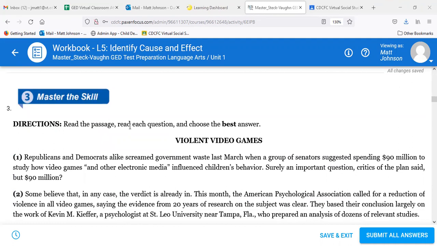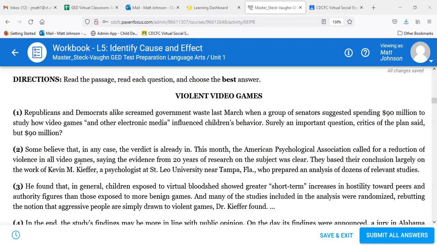All right, so Republicans and Democrats alike screamed government waste last March when a group of senators suggested spending $90 million to study how video games and other electronic media influence children's behavior. Surely an important question, critics of the plan said, but $90 million? Some believe that in any case, the verdict is already in. This month, the American Psychological Association called for a reduction of violence in all video games, saying the evidence from 20 years of research on the subject was clear.